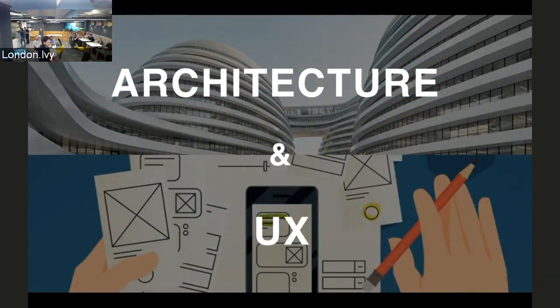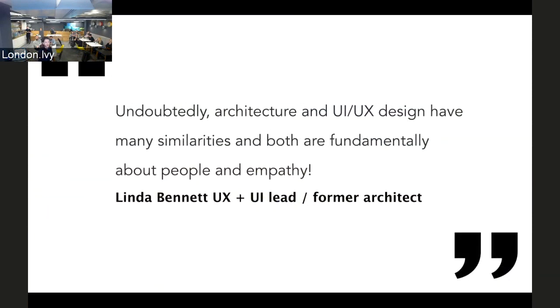So, architecture and UX. My background, as you may know, is in architecture and architectural lighting, and I find the relationship between UX and architecture very interesting because there are so many similarities, but a lot of differences as well. This first section, which a lot of you might have seen, takes you through and identifies what these are. There's a really nice quote to start us off: undoubtedly, architecture, UX, and UI design have many similarities, and both are fundamentally about people and empathy. So it always comes down to the user with both, and I think that will always exist.